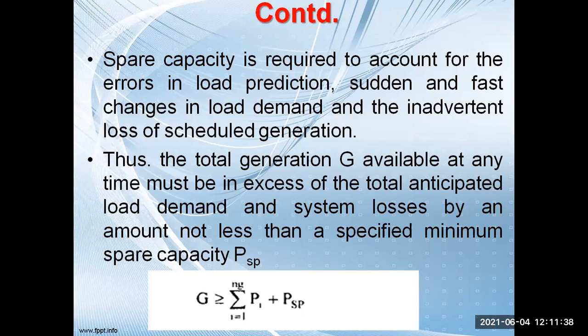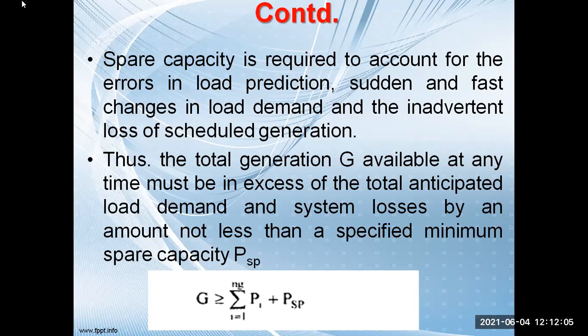So the point is, the electrical power that has to be generated should be greater than or equal to the connected load plus some amount of reserve. Thus the total generation G available at any time must be in excess of the total anticipated load demand and the system losses by an amount not less than a specified minimum spare capacity, that is PS.